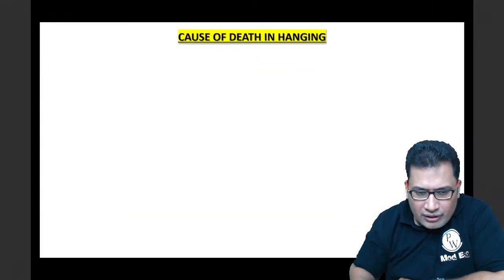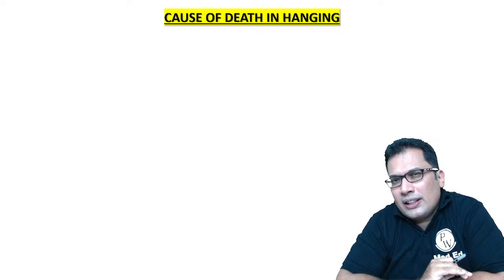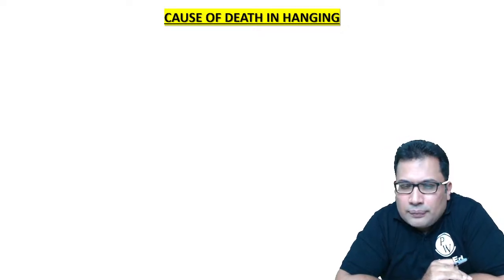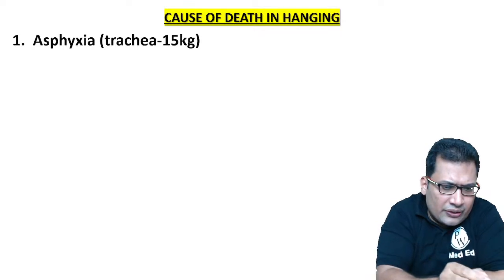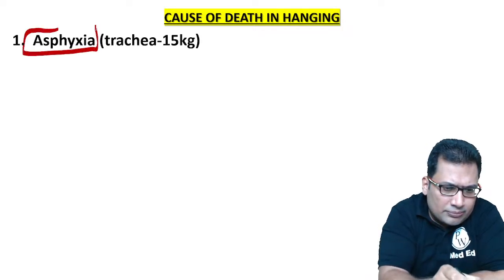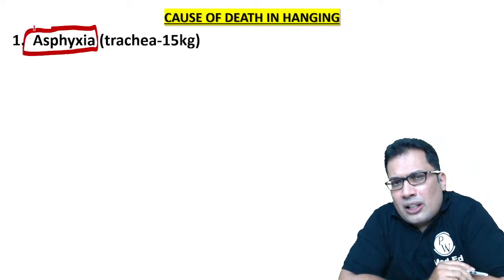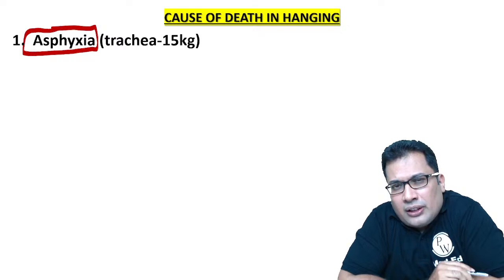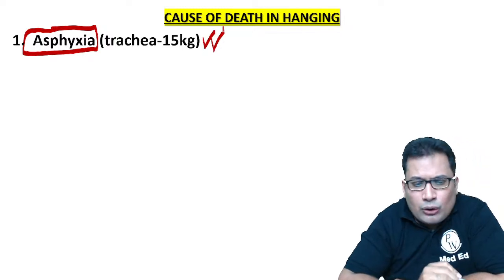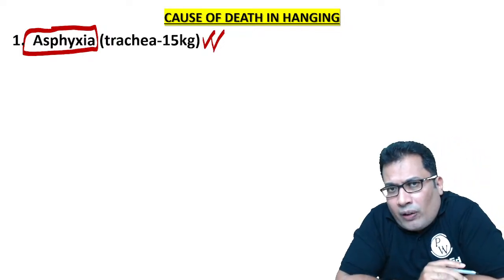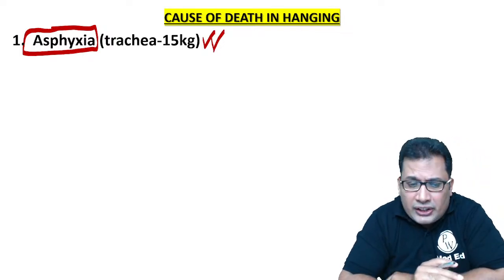Then comes the cause of death. What is the cause of death in case of hanging? The commonest cause of death is asphyxia. Because of the occlusion of the trachea, the weight or force required is 15 kg.